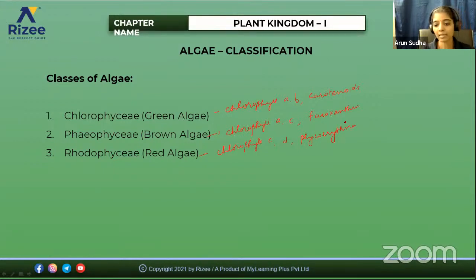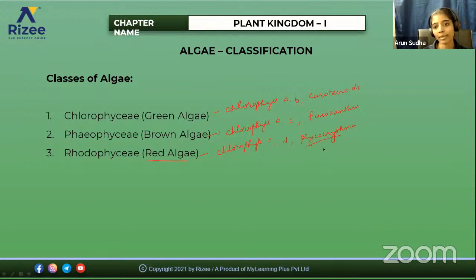Since they have differences in their pigments, their light penetration will vary. For example, some algae will grow in the deep waters and some algae will grow in the shallow water. Depending upon the pigments they have, they can survive at a particular level. Even in deep waters, for example, red algae are found more in deep waters due to the presence of phycoerythrin.